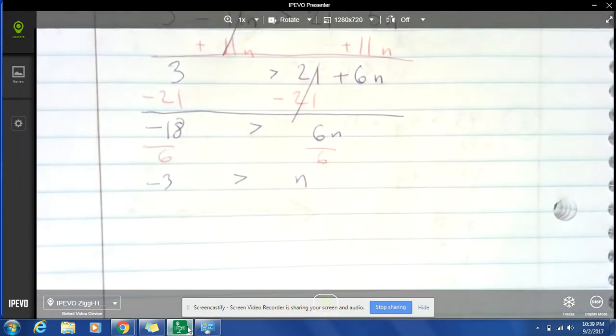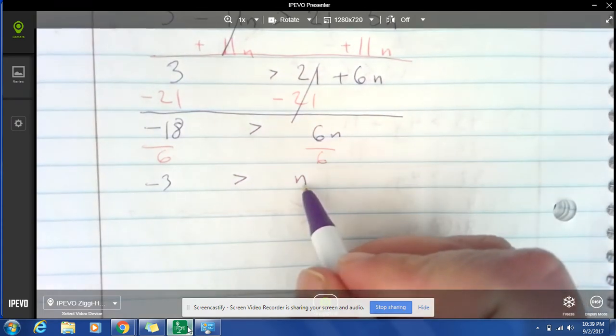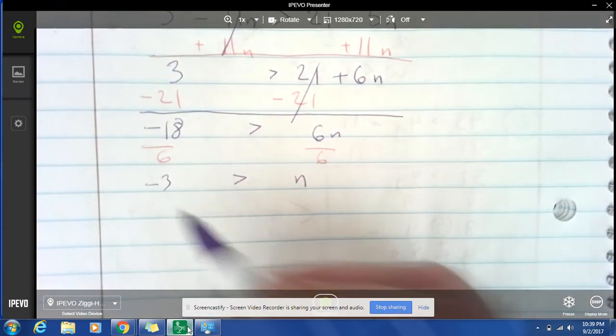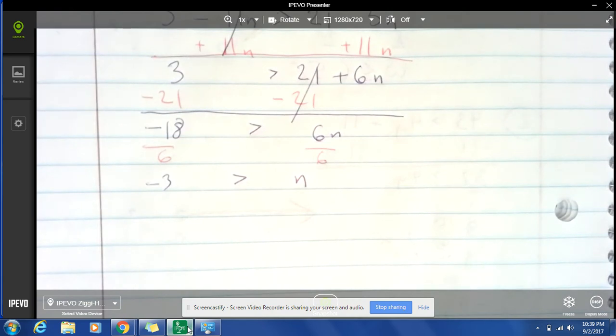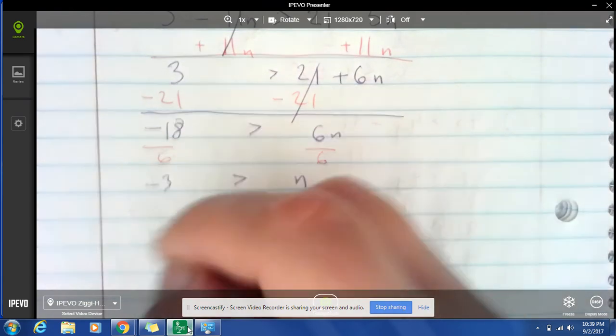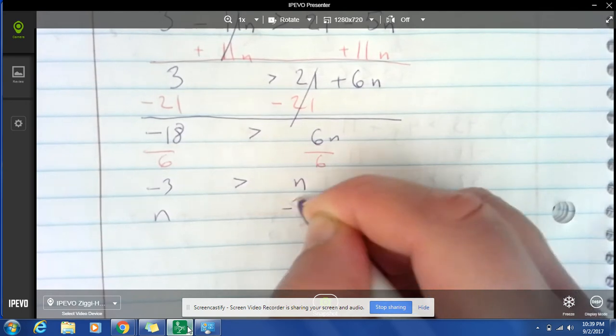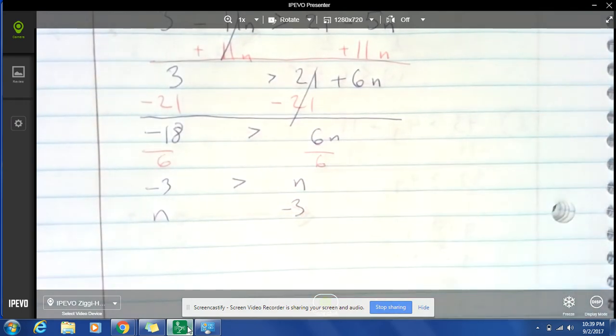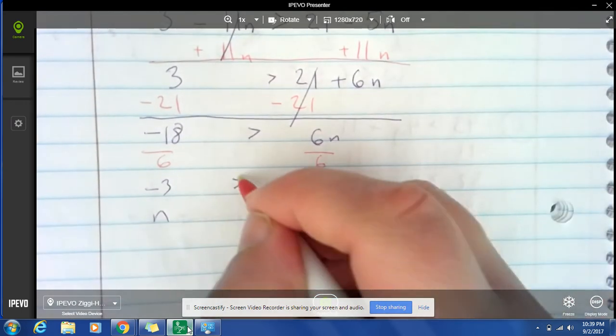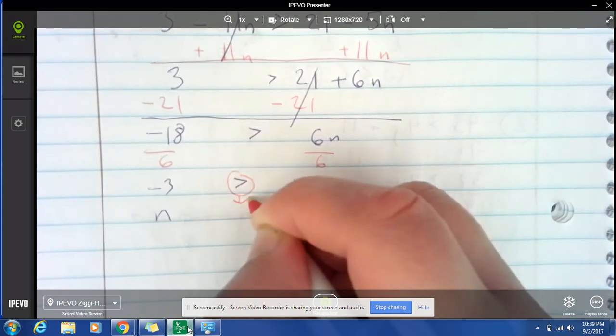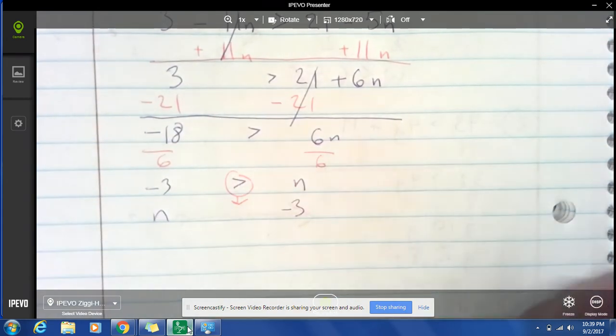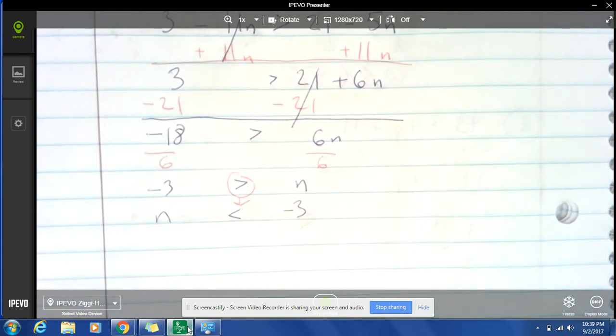Remember, what's wrong with this picture? Yep, you guessed it. We cannot have the n on the right. We want the n on the left. So we're going to switch it around. So now n's over here, negative 3 is over here. We have now switched it around to less than. Good times. And we're done.